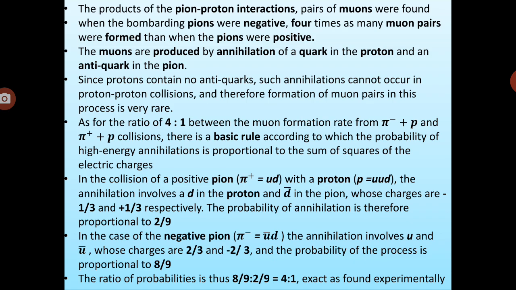Now we will come back to our pion-proton interaction. I already told you the ratio of 4:1 between the muon formation rate from a pi minus interacting with the proton and a pi plus interacting with the proton. This is explained by a basic rule. According to this rule, the probability of high energy annihilation is proportional to the sum of squares of the electric charges.